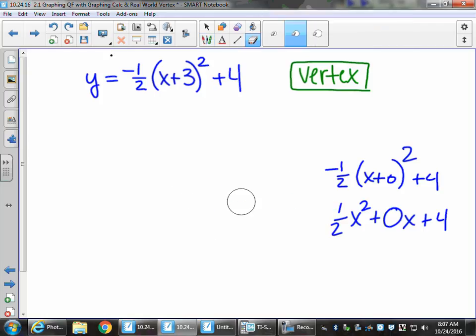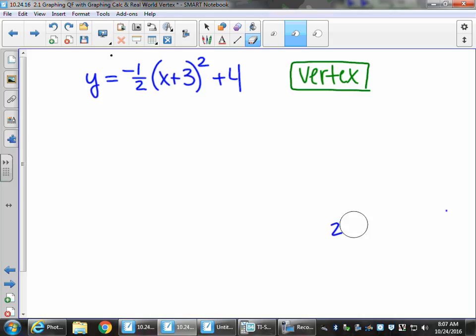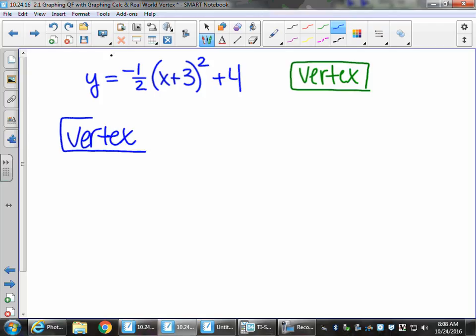What is the vertex of the given function? I'll stop going on a tangent, sorry. What's the vertex of this given function? Why did she say -3, 4? Built-in negative, very good. So that's the nice thing about vertex form: there is no work involved.